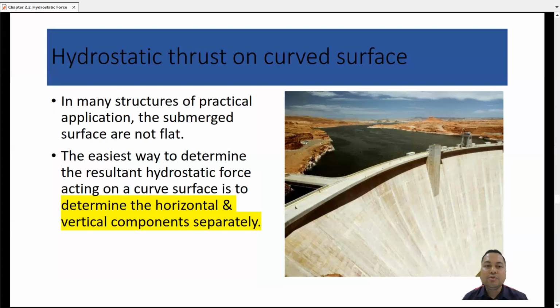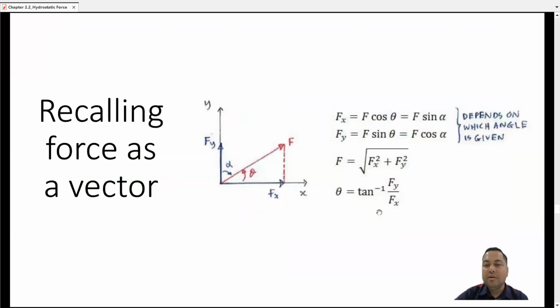Okay, let's move on to the hydrostatic thrust on curved surface. In many structures of practical application, the submerged surfaces are not flat. The easiest way to determine the resultant hydrostatic force acting on a curved surface is to determine the horizontal and vertical components separately. Remember this, where we can obtain the resultant force by using the Pythagoras theorem.